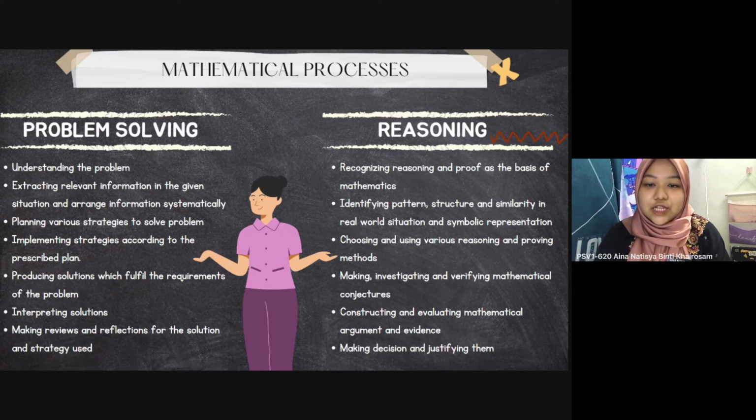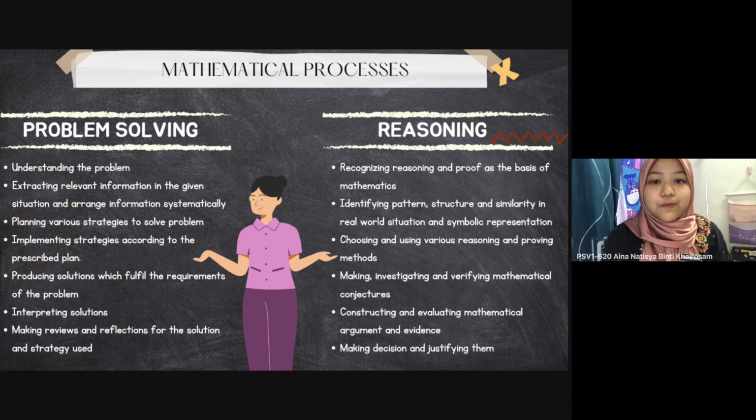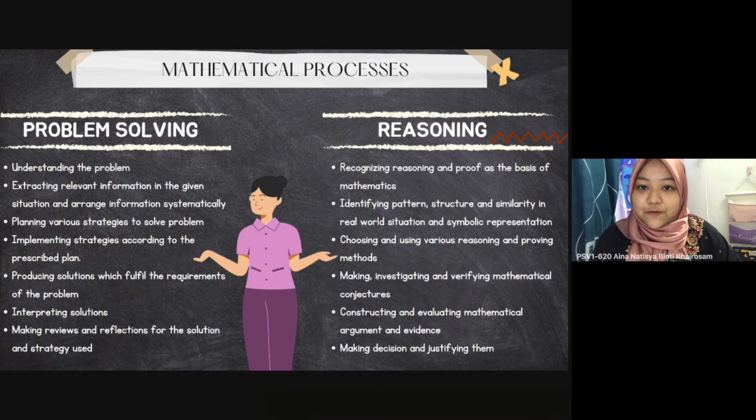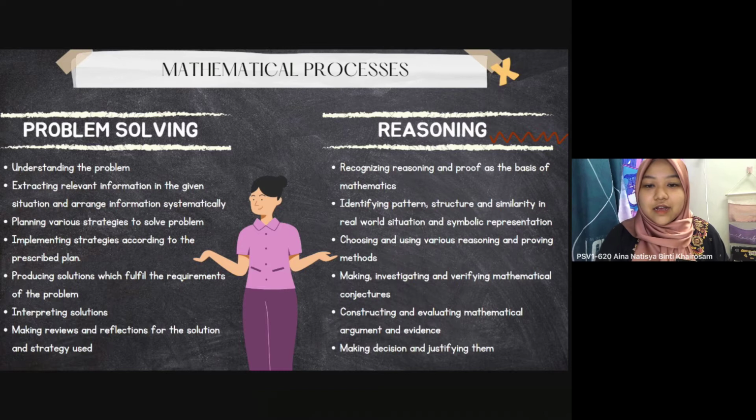In addition, teachers need to provide space and opportunities for the discussion of mathematics, which is not only engaging, but also allows each pupil to be well involved. Next, choosing and using various reasoning and proving methods. Making, investigating, and verifying mathematical conjectures. When pupils are trained and required to make a conjecture, prove the conjecture, provide logical explanation, analyze, evaluate, and give justification to all mathematical activities.